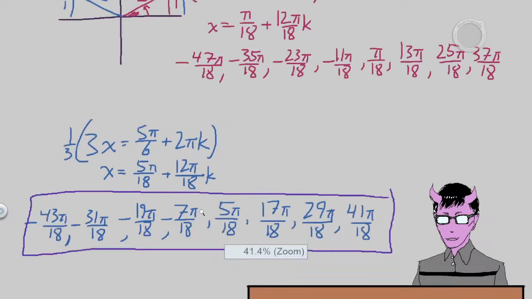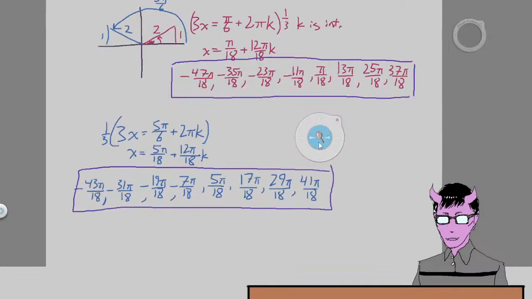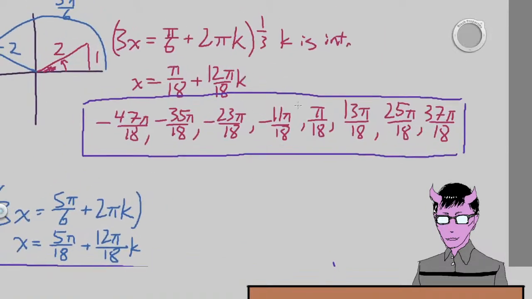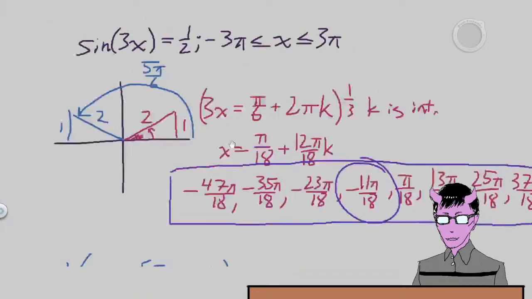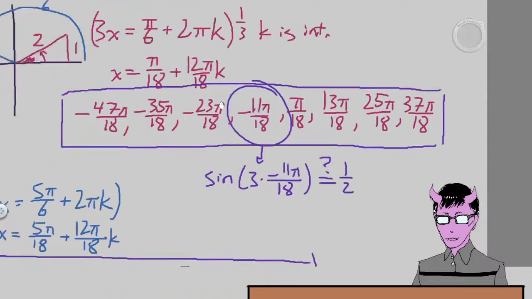So for VOD watchers, if you wish to skip the check, you can skip the check. But I'm going to check it, just in case I made even more mistakes, right? So again, I'm going to pick this negative one right here just to check the answer. I'm going to slam dunk that into here. So thereby getting sine of 3 times negative 11 pi over 18. And we're wondering if that's going to be consistent with the 1/2.